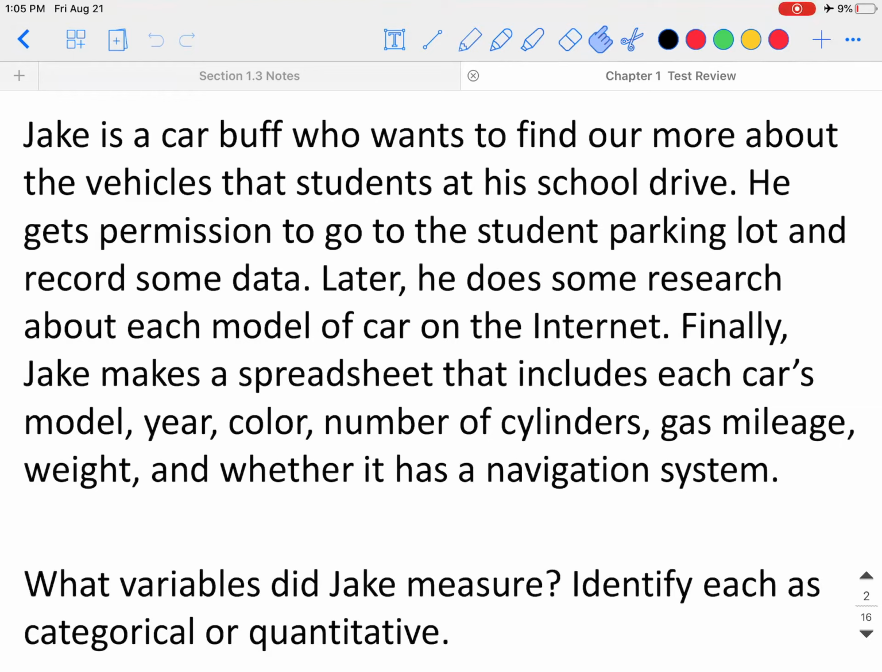Jake is a car buff who wants to find out more about the vehicles that students at his school drive. He gets permission to go to the student parking lot and record some data. Later, he does some research about each model of car on the internet. Finally, Jake makes a spreadsheet that includes each car's model, year, color, number of cylinders, gas mileage, weight, and whether it has a navigation system. What variables did Jake measure, and identify each as categorical or quantitative?